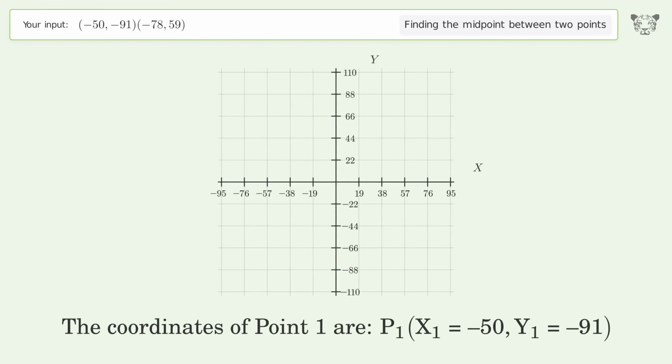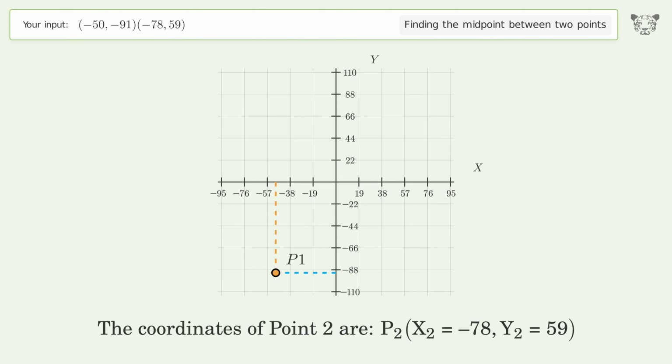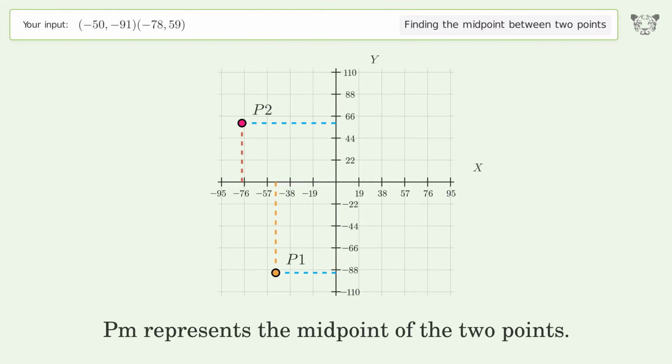The coordinates of point 1 are, x1 equals -50, y1 equals -91. The coordinates of point 2 are, x2 equals -78, y2 equals 59. PM represents the midpoint of the 2 points.